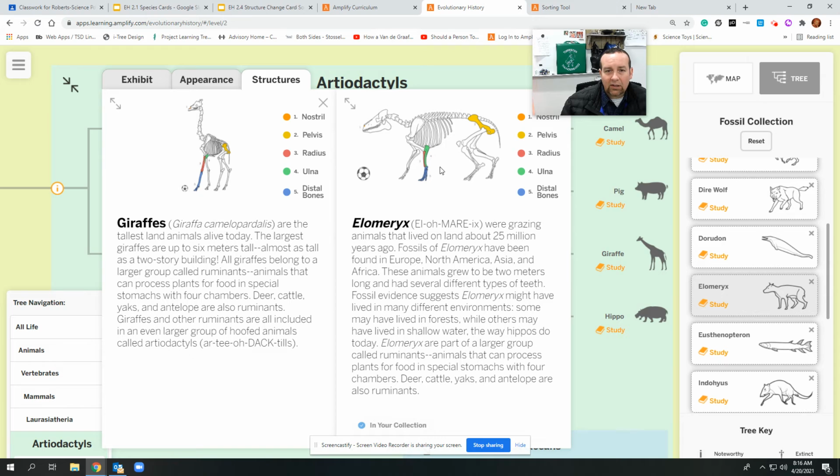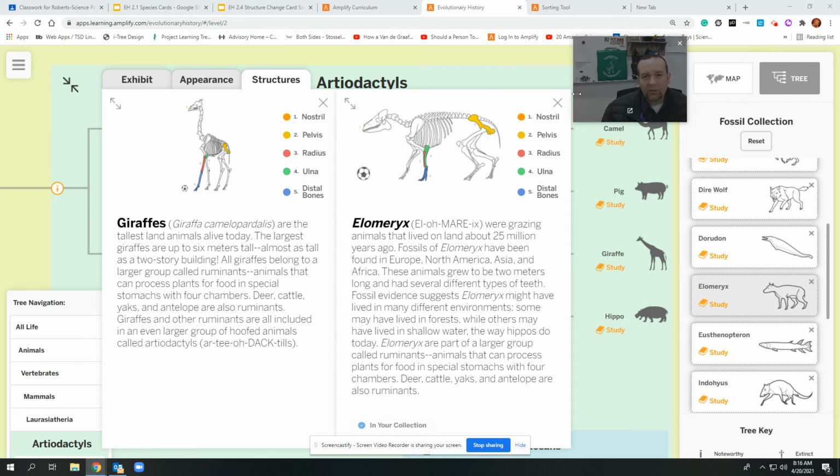It's believed that these were ruminants, animals that can process plants and food in special stomachs in 4 chambers. So we can see that they share some of the same traits. However, we can also note some of these major structural differences.